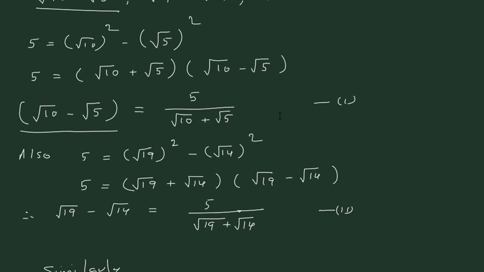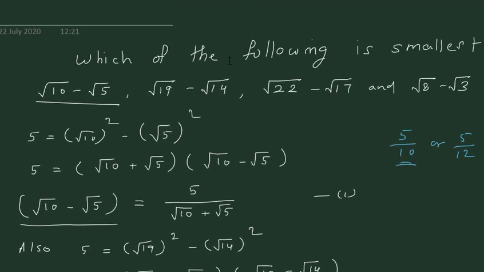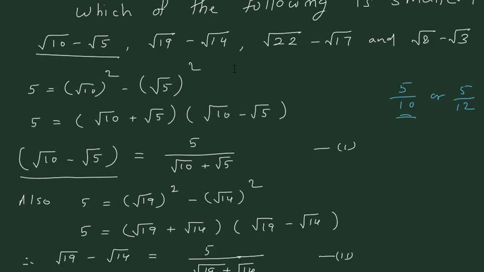Say for example, what is greater, 5 upon 10 or 5 upon 12? What will be your answer? 5 upon 10 will be larger as the denominator is small. So where the denominator is small, there you have a larger value. 5 upon 10 gives you 0.5, but 5 upon 12 will give a value less than 0.5. Now the question is, which of the following is smallest? So which one will be the smallest? Whose denominator will be the largest?